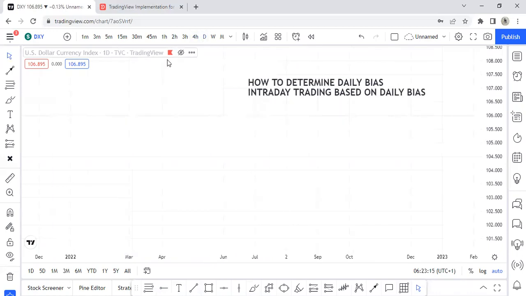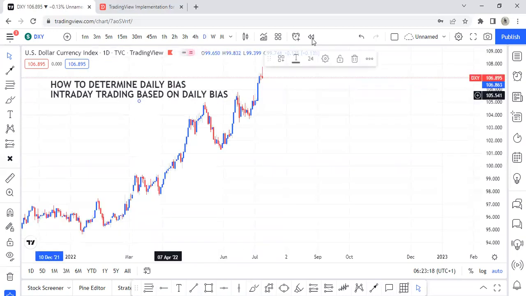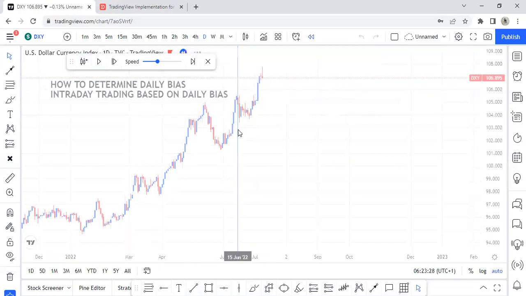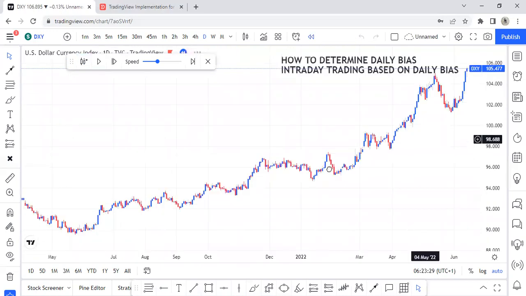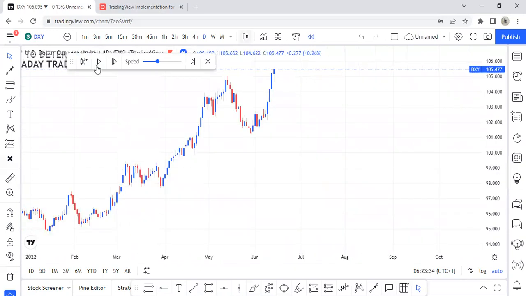So let me go to the chart now. When we talk about intraday trading, look at this. Let me bring the replay and take it to here. Okay, let's take it in. Now let's look at this candle. Now imagine that you are trading.